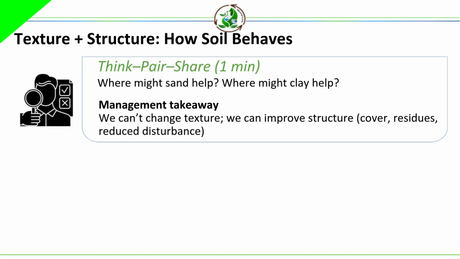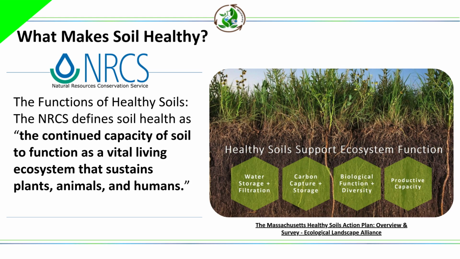Those ideas show that by understanding texture, we make smarter soil management decisions. Remember, improving structure through practices like reducing disturbance or adding cover crops helps any soil perform better, regardless of texture. Here's a key definition from the NRCS. Soil health is the continued capacity of soil to function as a living ecosystem that sustains plants, animals, and humans.